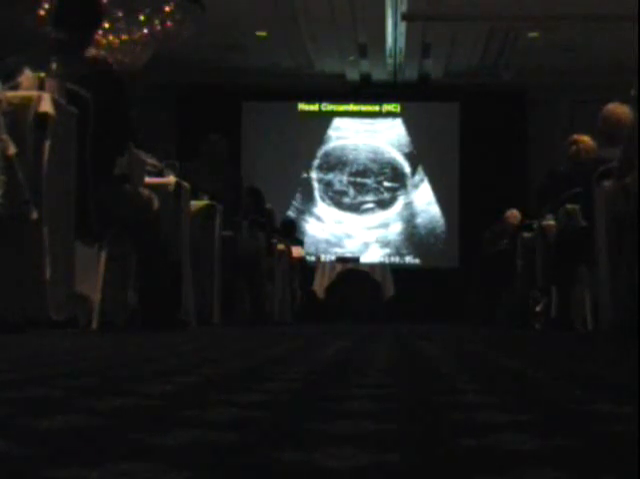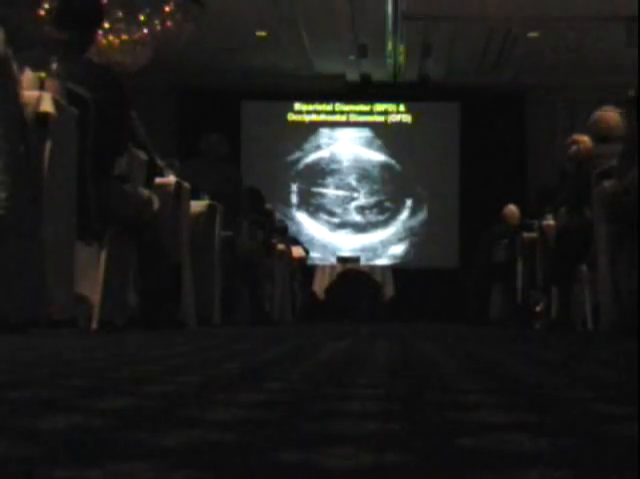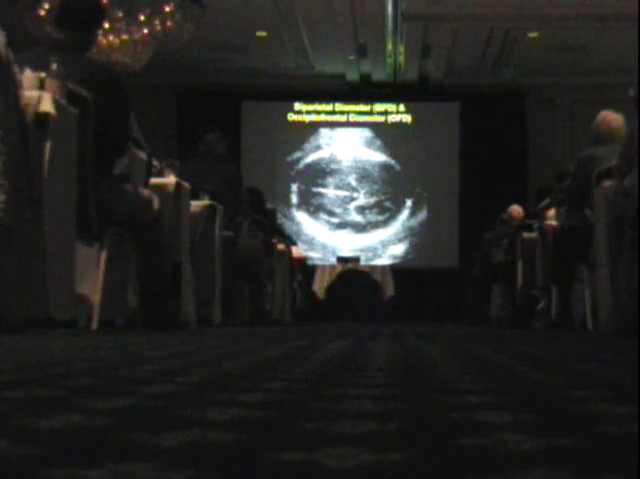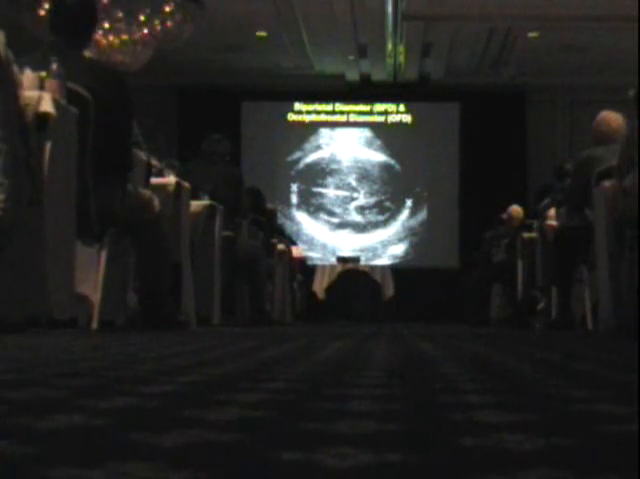The same standard view of the head is used if you want to do a head circumference. Here you get a perimeter all the way around the head. Now, I mentioned that the classic view that you'll read about includes the cavum septum pellucidum. In real life, we often don't see it and don't even necessarily look for it.